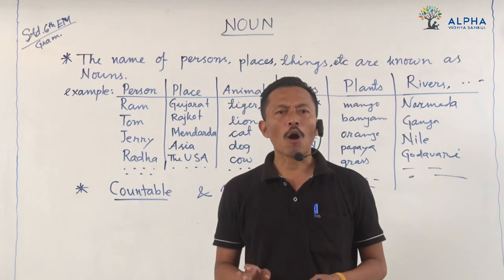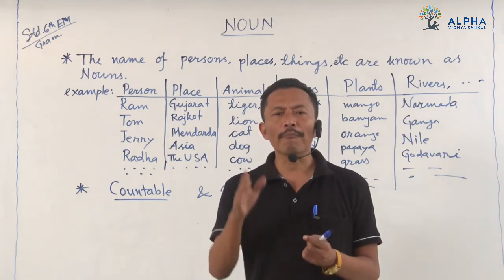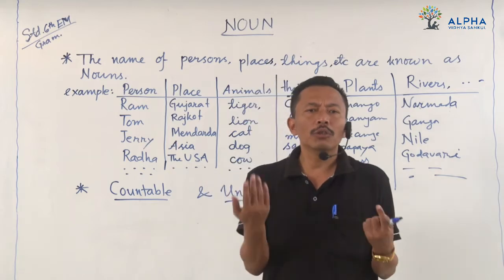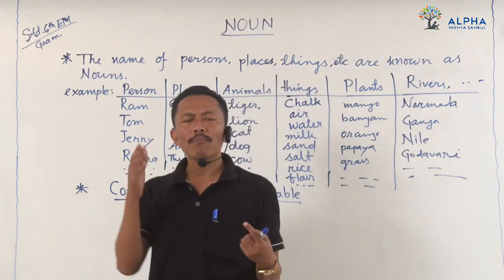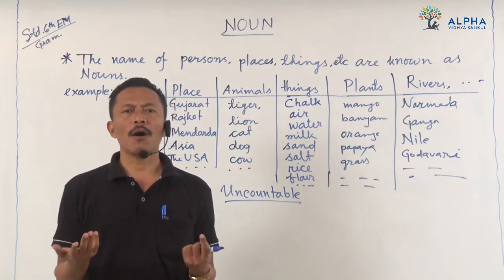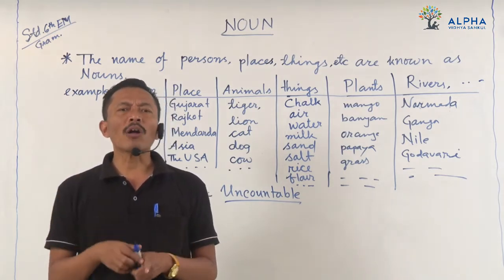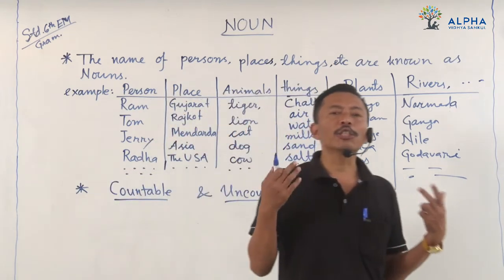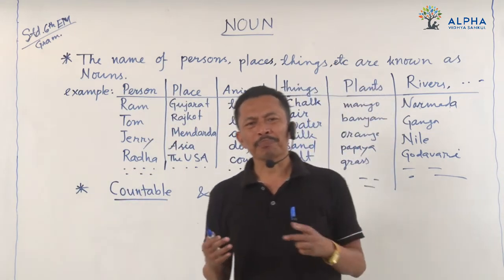You can count. How many pencils do you have? I have 3 pencils. How many friends do you have? I have 5 friends. I have only 1 friend. You can count how many members are in your family. Yes, in my family there are 6 members. Like that.